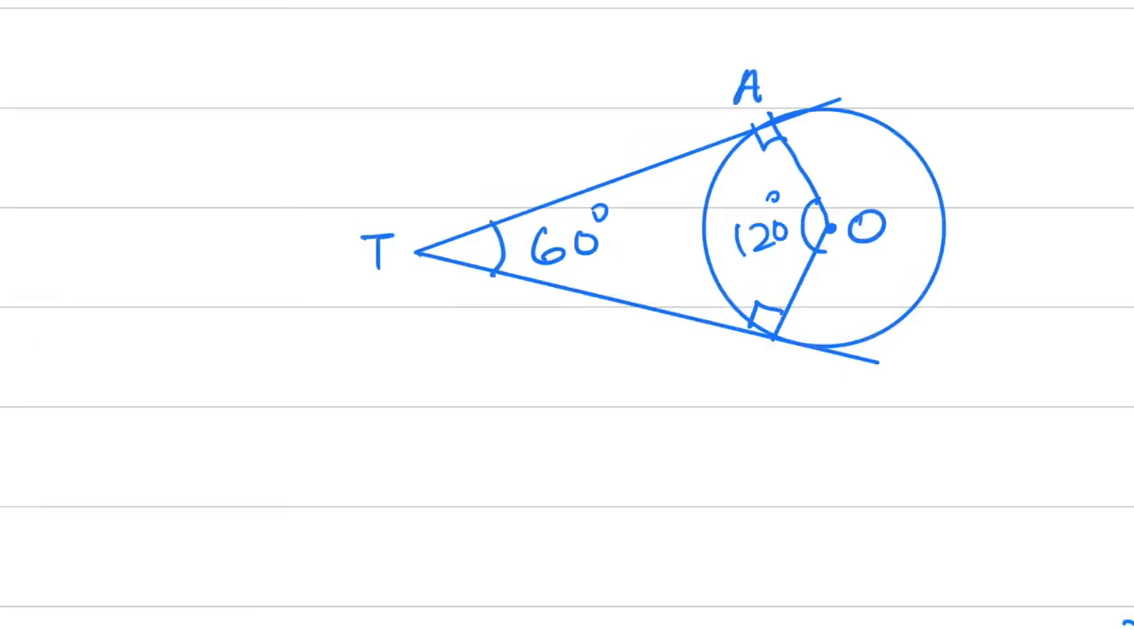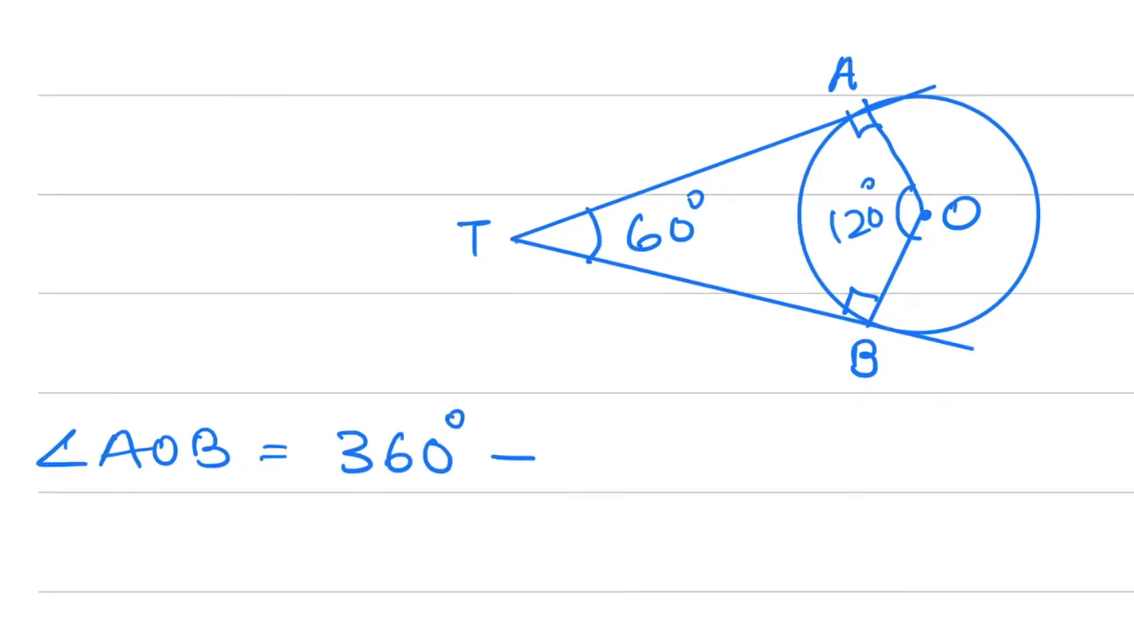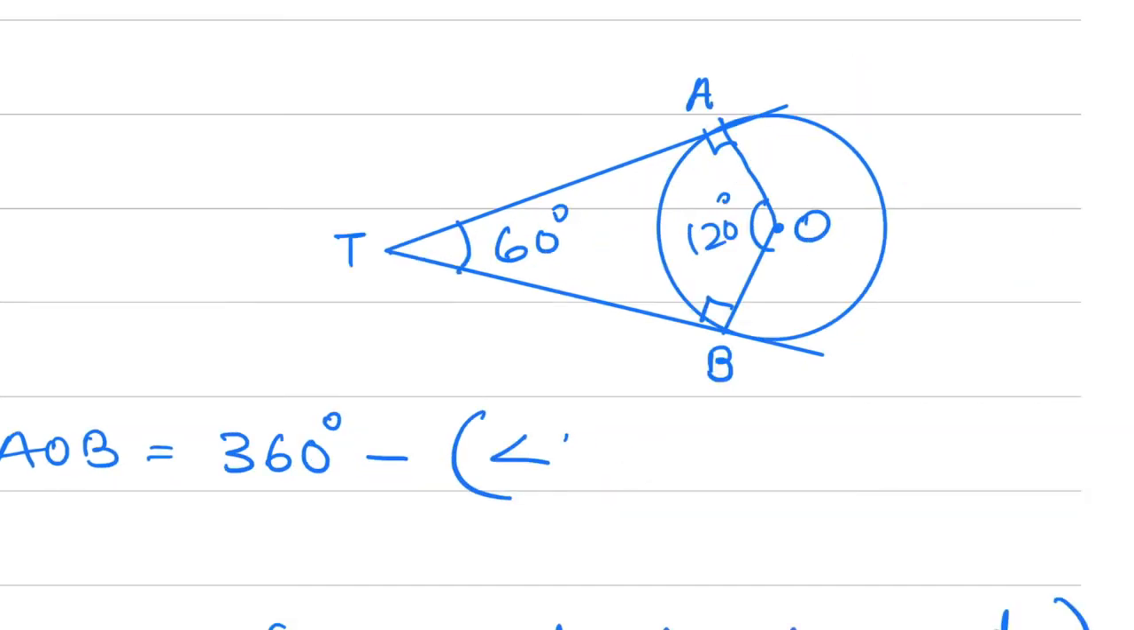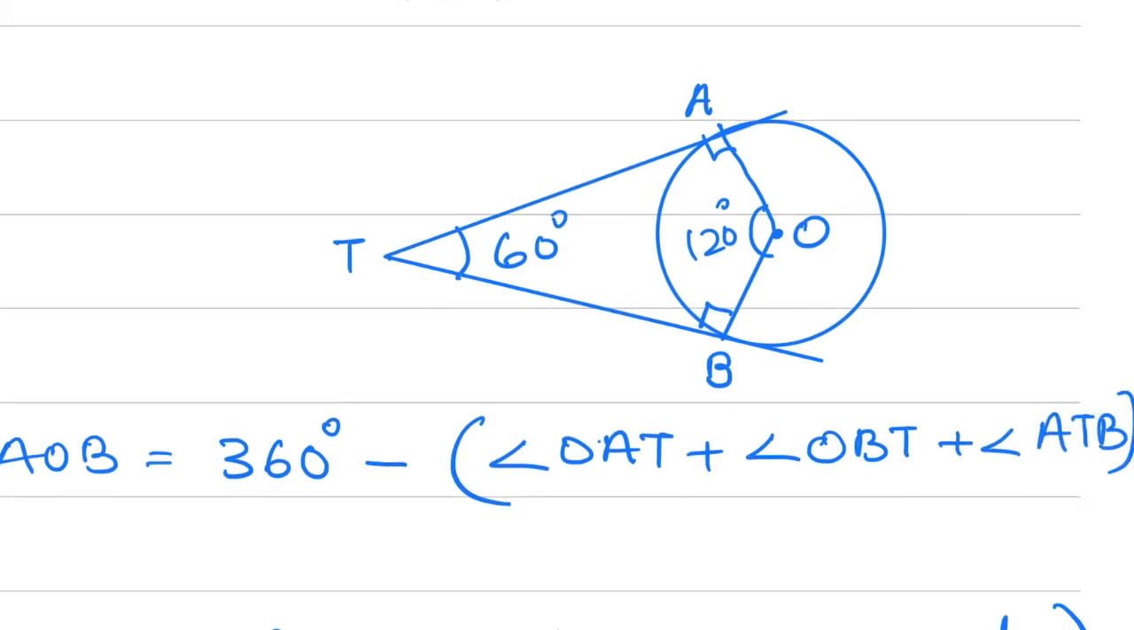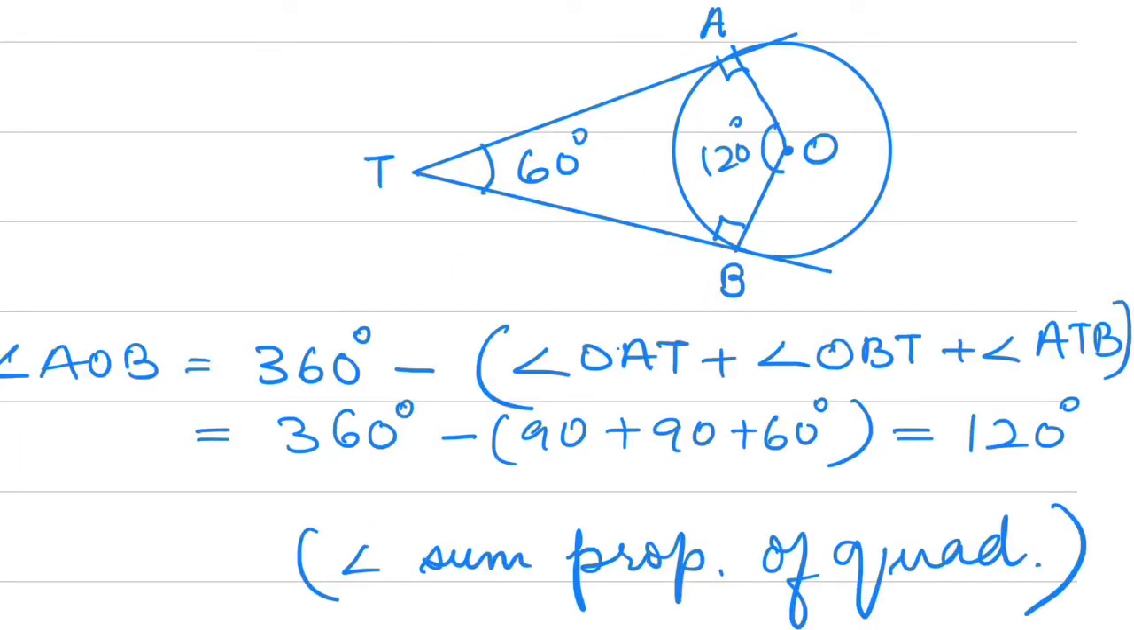So this is A, this is B, and we can say angle AOB is equal to 360 degree minus angle OAT plus angle OBT plus angle ATB. So this is equal to 360 degree minus 90 plus 90 plus 60 degree. So this is equal to 120 degree. And the reason we can write down angle sum property of quadrilaterals.